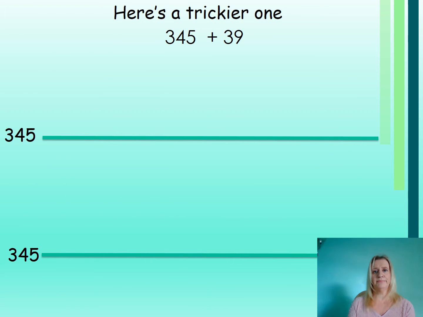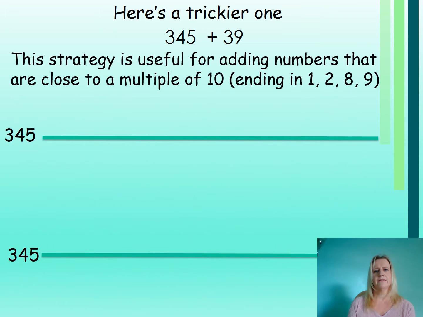Here's a trickier one. Pause the video and see if you can have a go remembering to use the compensating strategy. Come back and we'll share what we've done. The sum this time is 345 add on 39. And the first thing you have to do is think, what might I do instead of adding on 39?